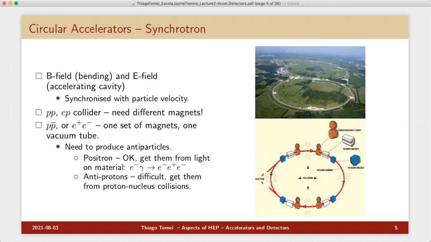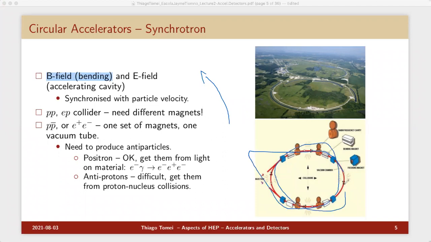And the key thing is that you have to synchronize the particle velocity, the electric field for the accelerating cavity, and magnetic fields that simply bend the particle so they make it curve, such that you can make the particles go round and round and round, going through the same accelerating elements again and again and again.